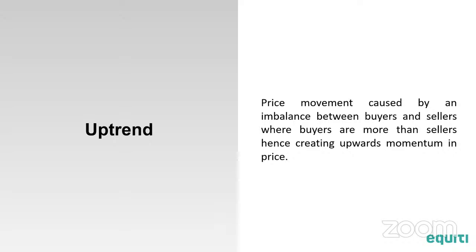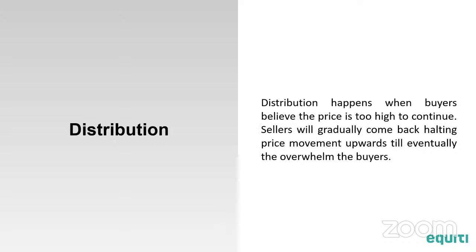Yeah, and as long as the buyers are willing to also keep on buying. When the prices go too high, remember our demand curve, when the prices are too high, then less people become willing to buy. And now distribution happens. Distribution is simply sellers gradually come back in the market because now it's more attractive to sell at higher prices until eventually we have more sellers than buyers.